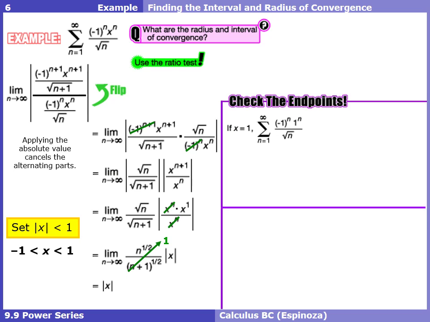So let's go ahead and take our two endpoints and plug them in. I'm going to first start with positive 1. If we take that positive 1 and plug it in, we'll have 1 to the n power, and luckily that is just 1.